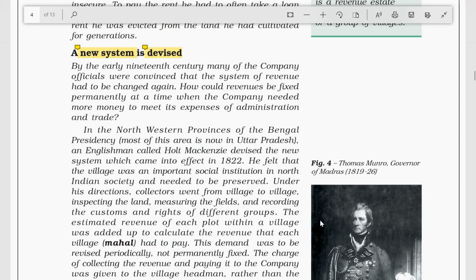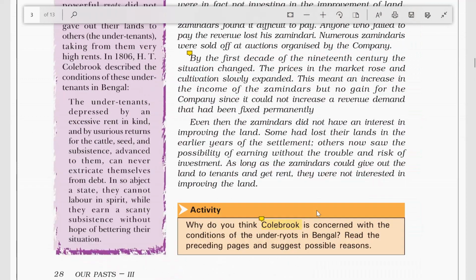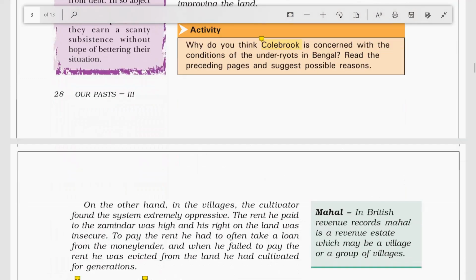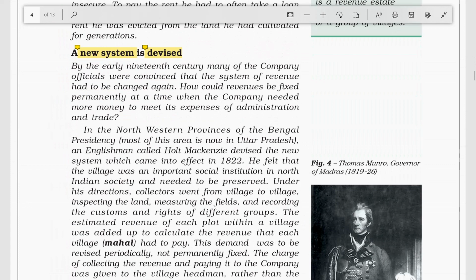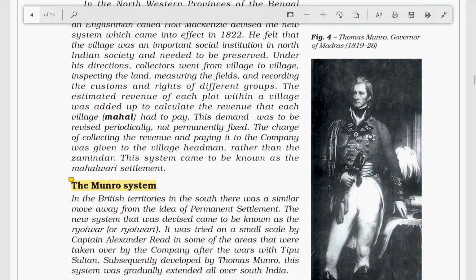Good afternoon, children. We have discussed how the British East India Company came to India and how they got the Diwani rights here, how they started collecting tax from the Indian farmers, the introduction of the permanent settlement, and the problems faced by the permanent settlement. Today we are going to do a new system that was devised. Now what was the new system which was introduced by the British government in India?